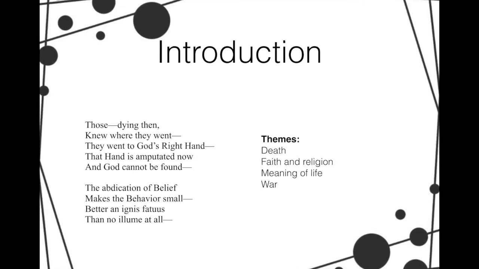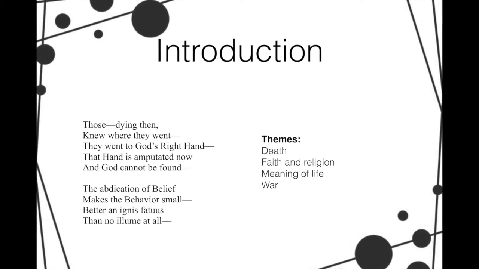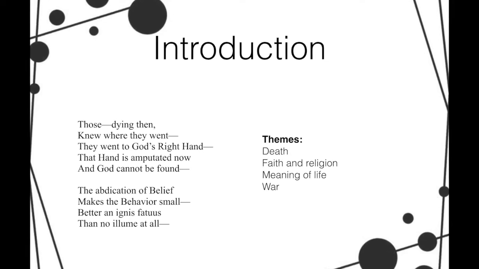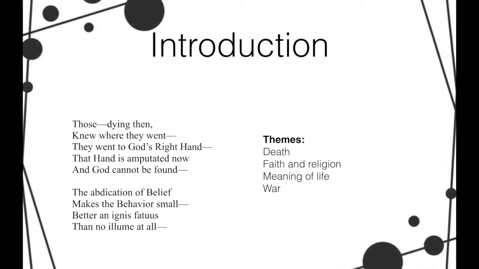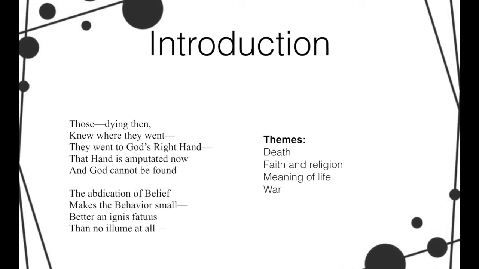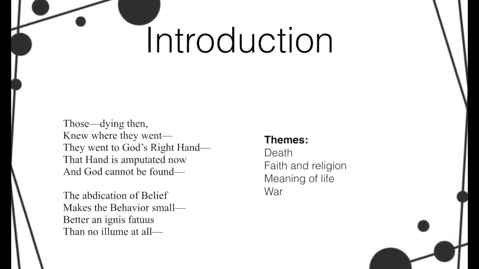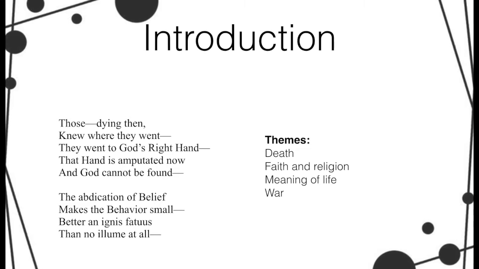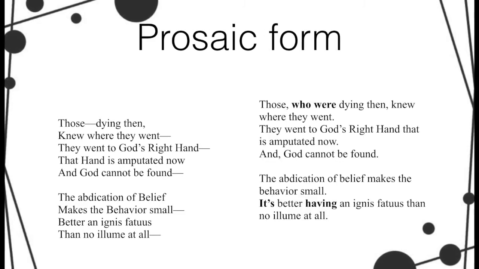So I identify four themes of this poem. The first one is death. The second one is faith and religion, and the third one is meaning of life, and the last one is war. And I think the first three themes are actually intercorrelated with each other, and I'll discuss later in my presentation. So next, I'm going to present the prose form of the poem.